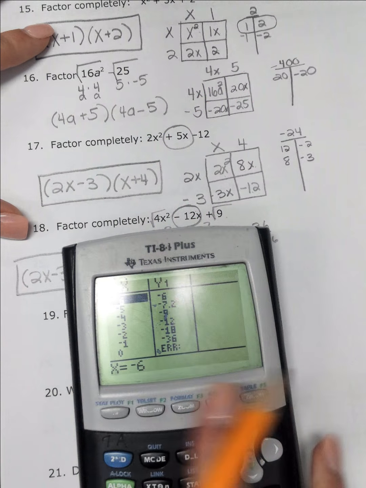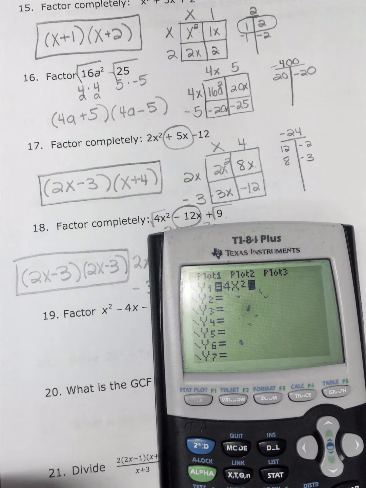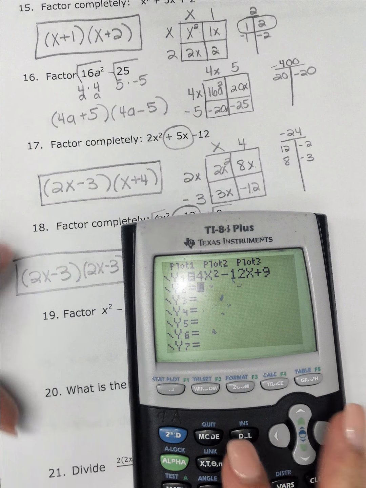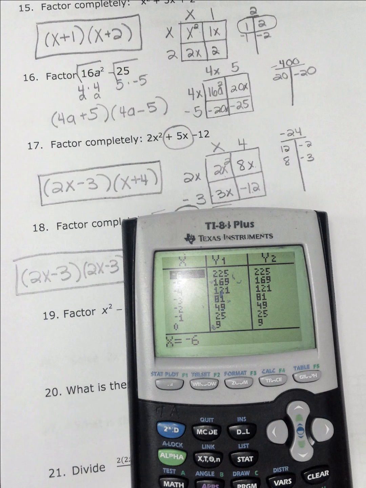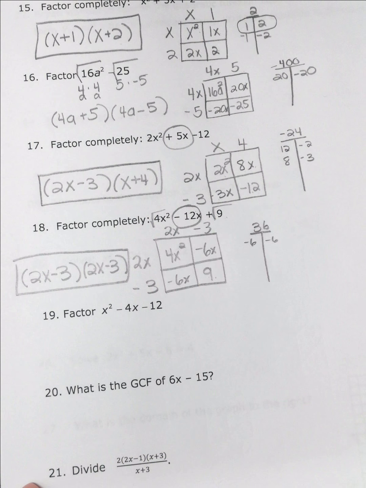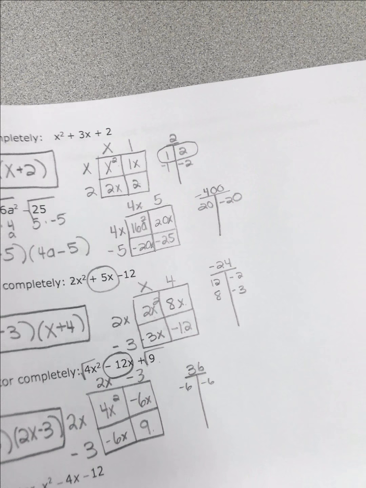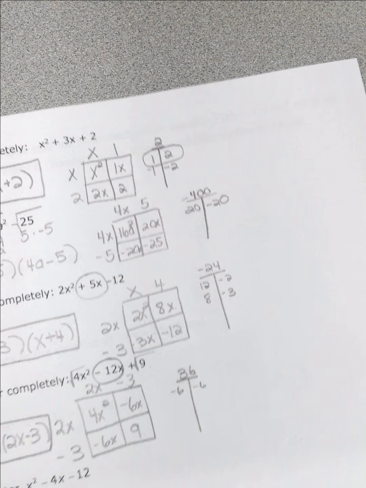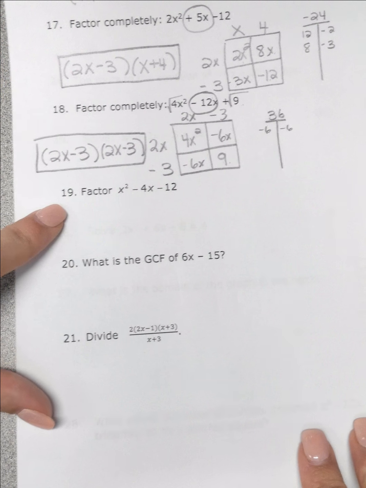Let's check our answer. So 4x squared minus 12x plus 9. And in y2, 2x minus 3, 2x minus 3. Same, same, same, same. I'm going to do 2 more with you so we can get through 20, which is, I thought it was half, 50. Okay, so 19, we're factoring again.